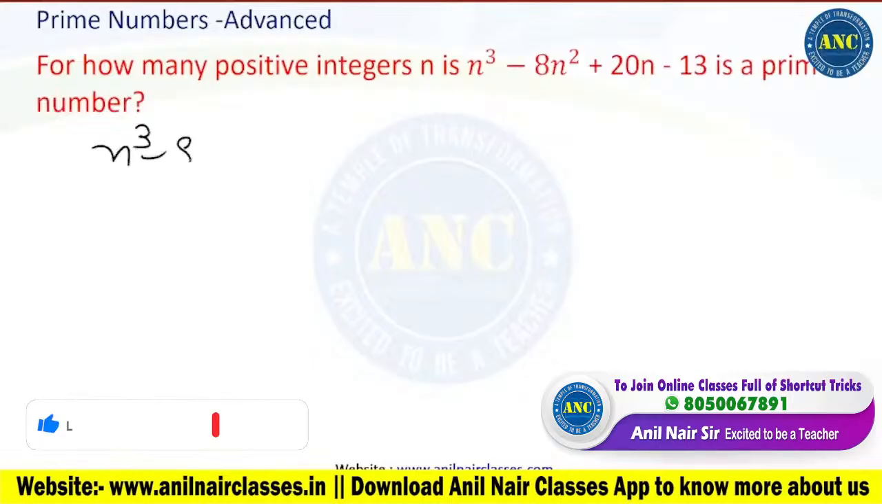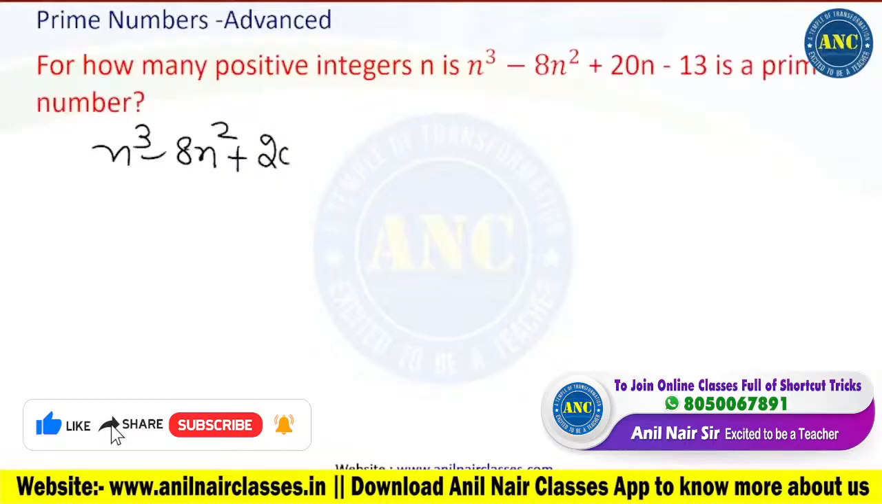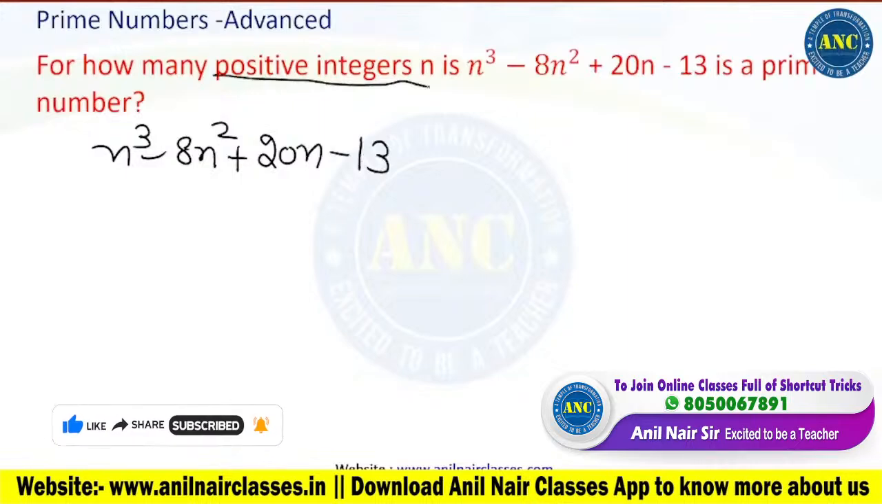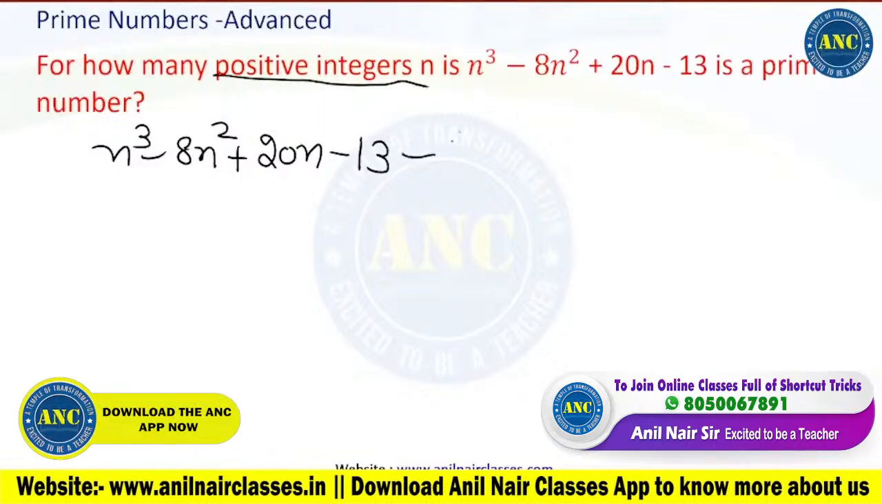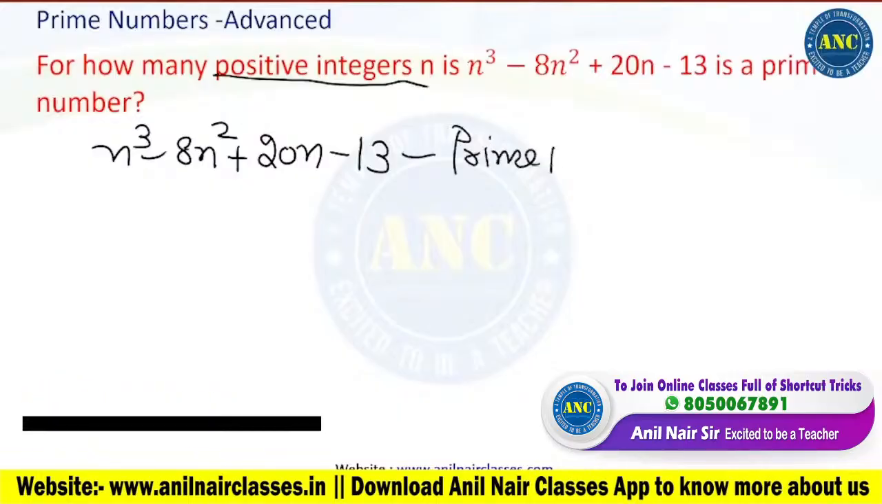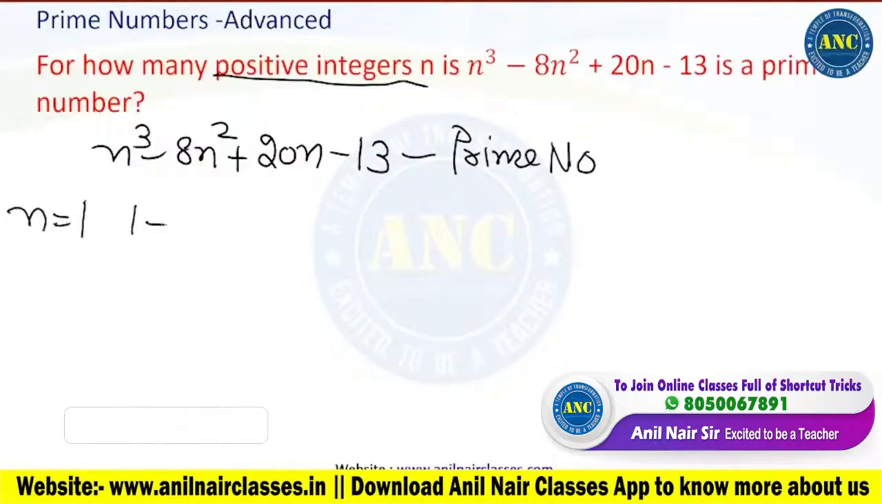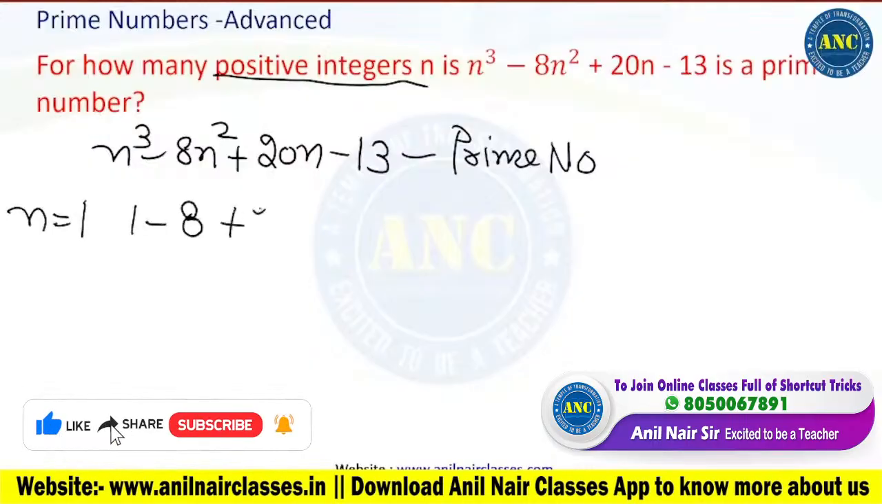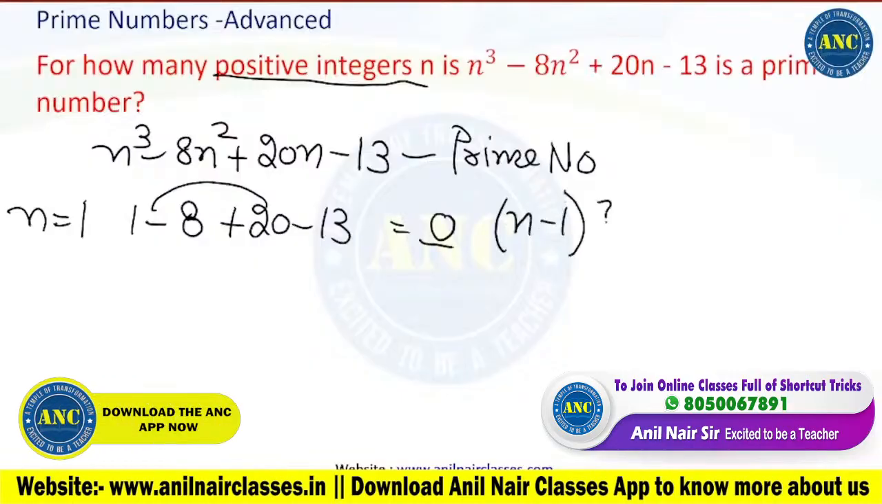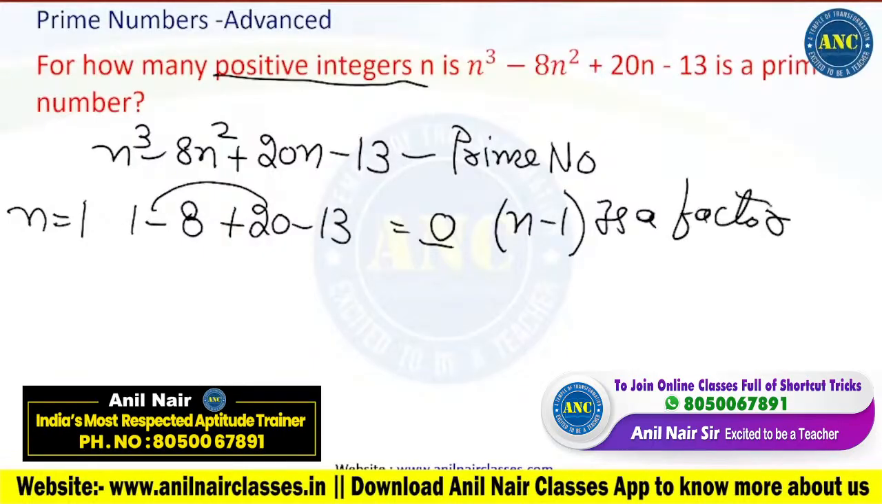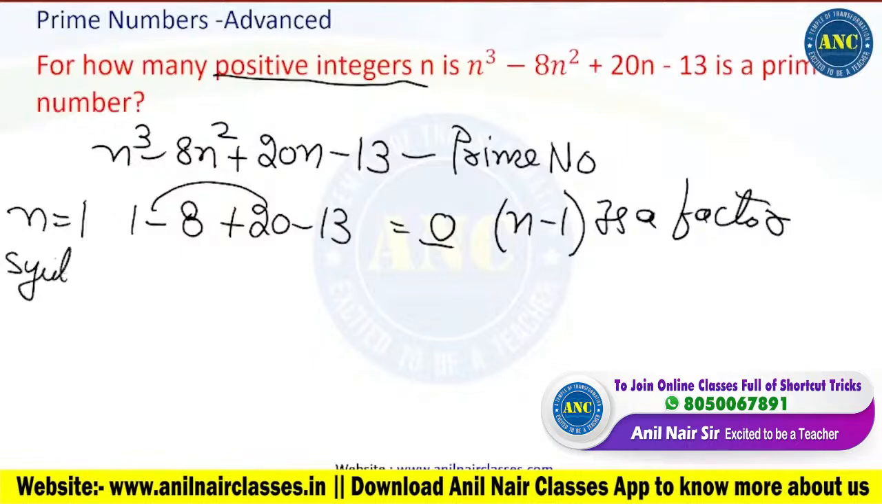n cube minus 8n square plus 20n minus 13. For how many positive integer values of n is this cubic expression a prime number? The lowest positive integer is 1. If I substitute, 1 minus 8 plus 20 minus 13, 21 minus 21, it is 0. That means the remainder is 0, so n minus 1 is a factor of this expression. Now let us do synthetic division.